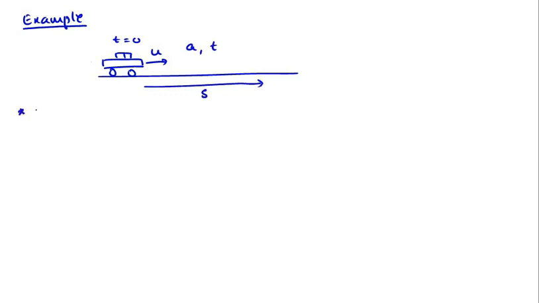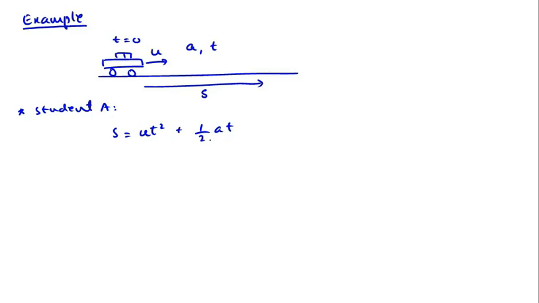Now let's say student A suggests that the quantities s, u, a, and t are related by the equation s equal ut squared plus half at. Now students, if this equation is correct, then it must be homogeneous. So let's check the homogeneity of this equation now.